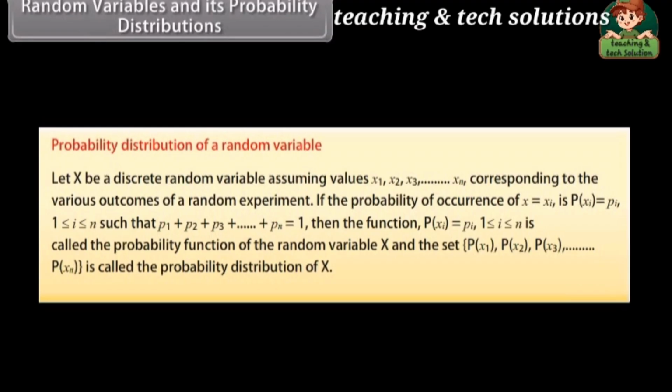Then the function pi, 1 ≤ i ≤ n, is called the probability function of the random variable X, and the set of probabilities of occurrence of x1, x2, x3 up to xn is called the probability distribution of X.